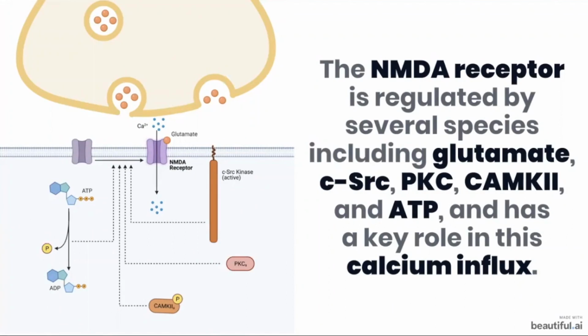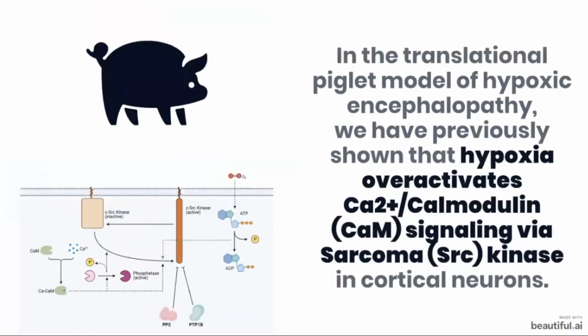It's regulated by several of the species that we ended up including in our model. I already mentioned glutamate, but additionally, inside of the postsynaptic neuron, we have SRC kinase, PKC, CAMK2, and we also have some regulation by ATP. So again, thinking about how hypoxia may drive this process as well.